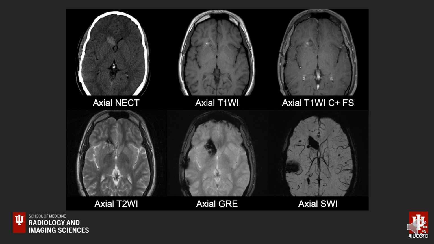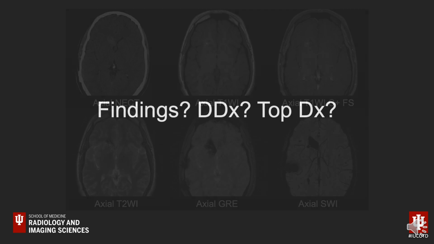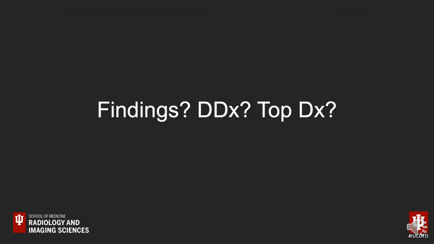So keep in mind, this is a middle-aged Hispanic male presenting with headaches. Take a look at these images and try to figure out what you think is going on. Okay, 3 questions. First off, what are the findings? Put those findings together. What's your differential diagnosis? And then among that differential diagnosis list, what's your top choice here?